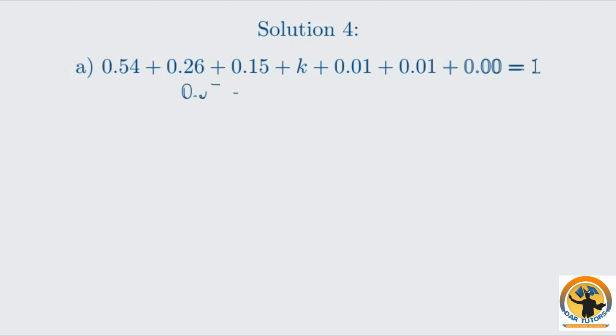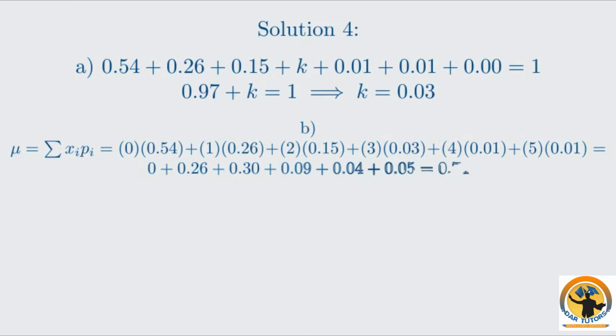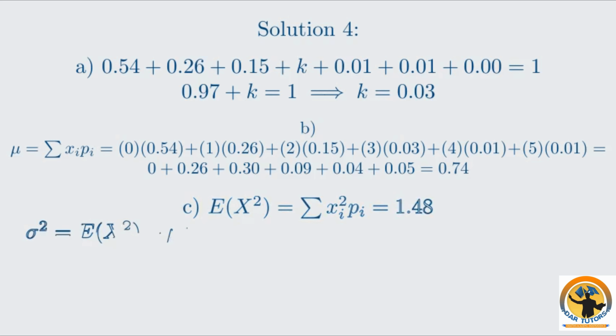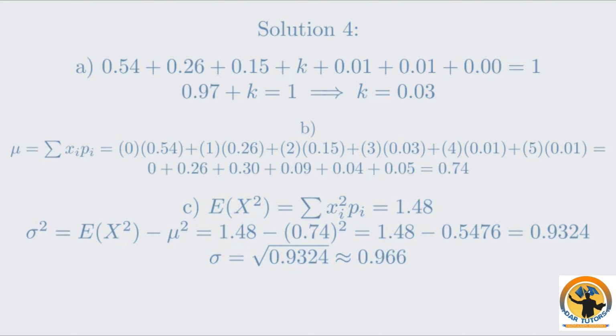Let's check the solution to question 4. For part A, you find k by summing the known probabilities and subtracting from 1. This gives k equals 0.03. For part B, the mean mu is found to be 0.61. For part C, you calculate x squared as 1.45, leading to a variance of approximately 1.071 and a standard deviation of approximately 1.35. Finally, let's explore a problem that requires critical thinking about expected value to develop a strategy.